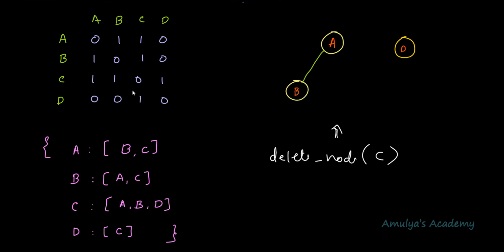Let's see what changes we need to do in the adjacency matrix representation after deleting a node. When I delete a node from the graph, in the adjacency matrix representation, I need to delete or remove a row and column from the matrix. While adding a new node to the graph, in the adjacency matrix representation, we need to add a new row and column. But here we are deleting a node from the graph. That's why we need to remove a row and column from the adjacency matrix.